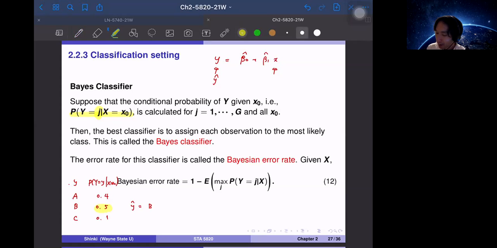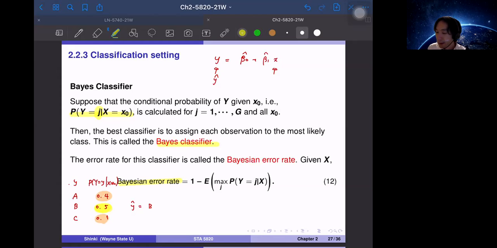Yeah, so in this way we can minimize the error rate, because B happens 50% of the time if x is equal to x naught. So the error is this 0.4 and 0.1. So the error rate is 0.5. And this is called the Bayesian error rate. And this decision rule is called the Bayes classifier.